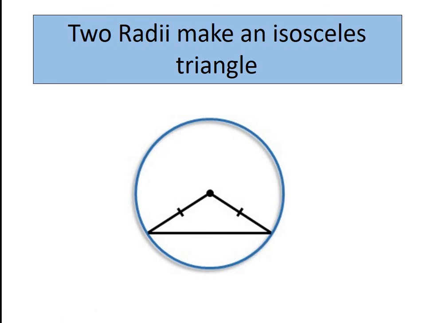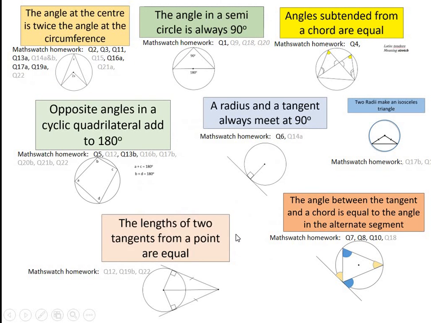One last thing to remember, it's not a rule on its own, but just remember that two radii make an isosceles triangle. So if you have a radius anywhere on the circle, and you join them up with a chord, then you would always get an isosceles triangle. You need to recognise these in questions.